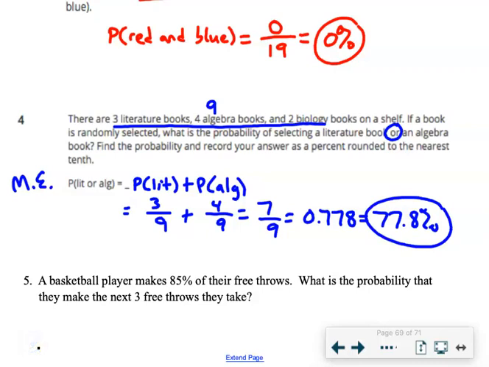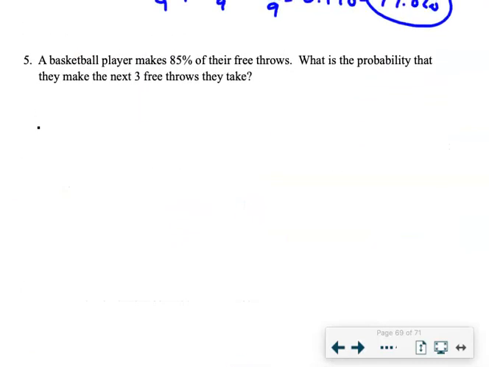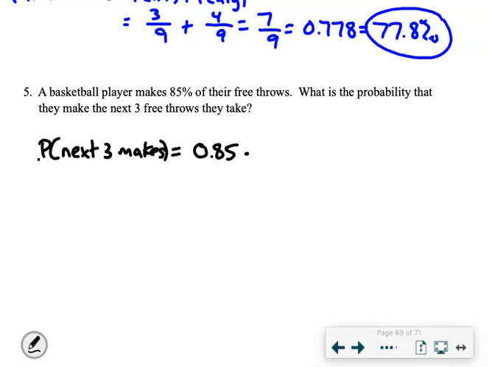Okay. Number 5, a basketball player makes 85% of their free throws. What is the probability they'll make the next 3 free throws they take? Okay, so the probability that they make the next 3, okay, it's the probability that we make the first one, which is 85%, 0.85, times the probability we make the second one, which is 0.85, times the probability we make the third one, which is 0.85.